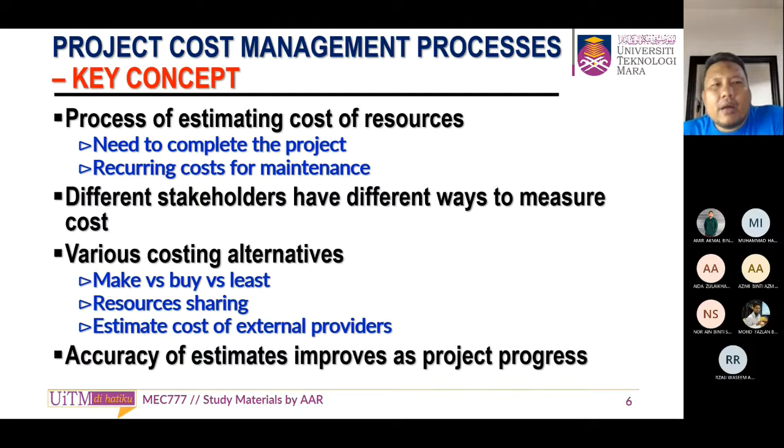So this is what we estimate using project cost management. That's why the government does value management and then comes up with the cost. All right, so this is how the process happens. We have to complete the project and also consider the cost for maintenance. Different stakeholders have different ways to measure cost. For UITM now, I have one PhD student doing the prediction of cost for maintenance for the mechanical and civil trades.